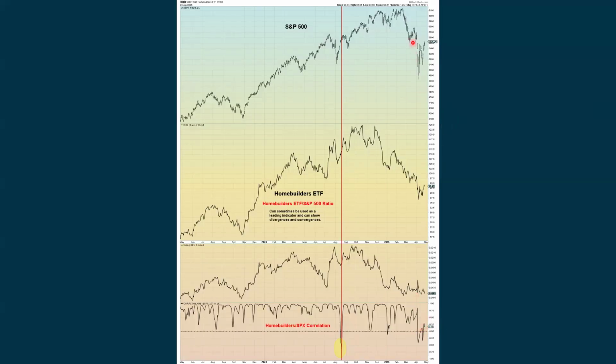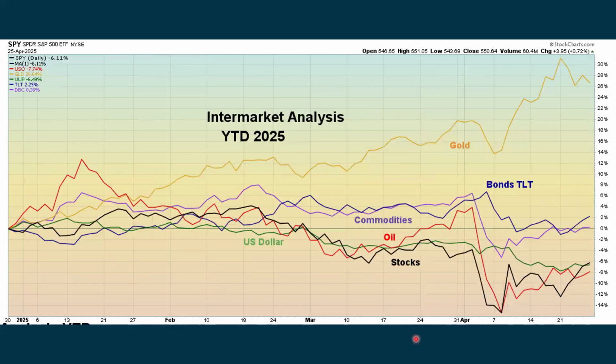When we look at the relationship between the S&P and the home builders ETF, not really getting any insight there. Then gold is the best performing asset so far in 2025, followed by the price of bonds. Commodities are barely positive. Stocks have now gone up a little bit here and barely outperforming the dollar. And now oil is the least best performing asset in 2025.